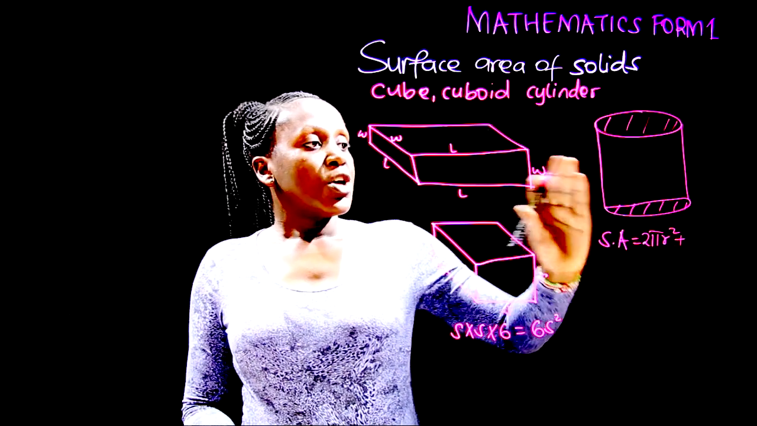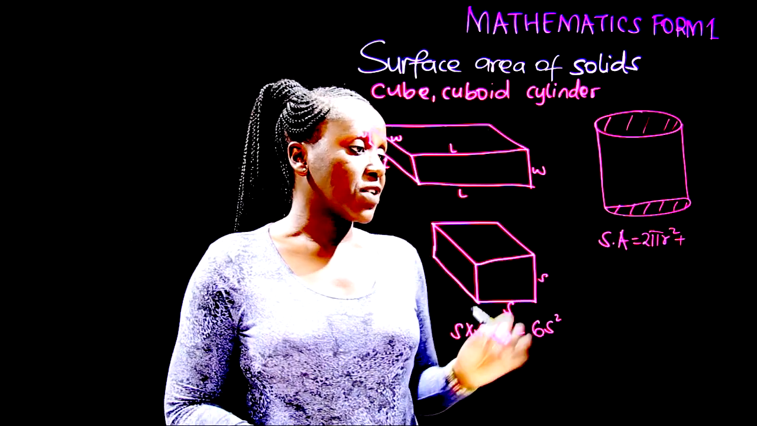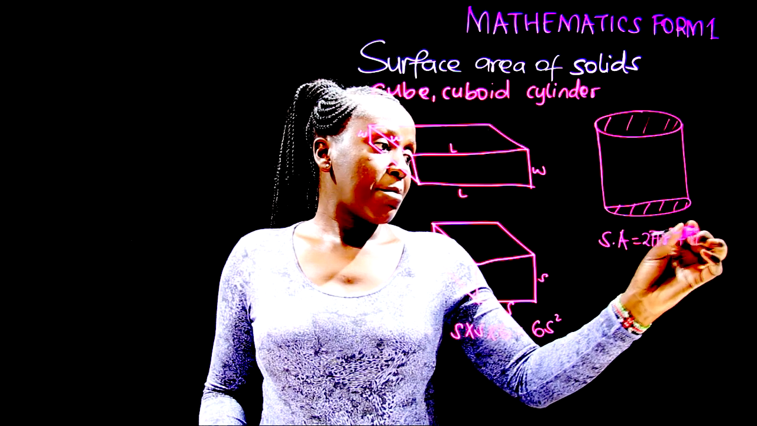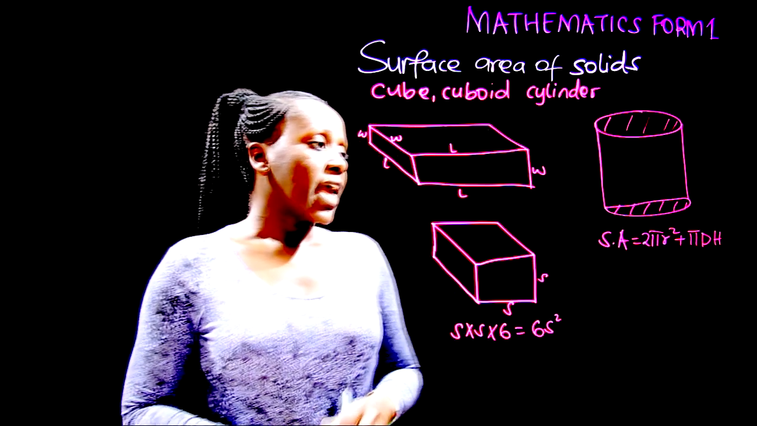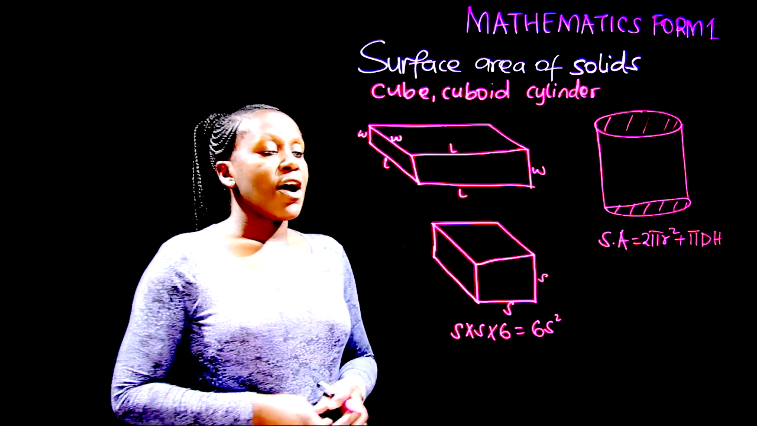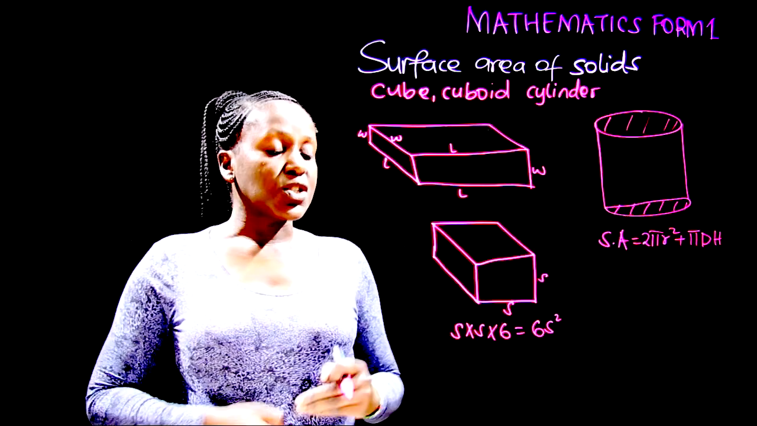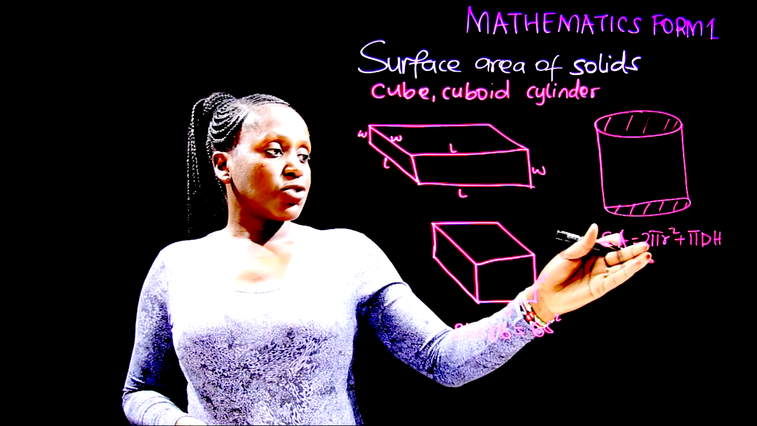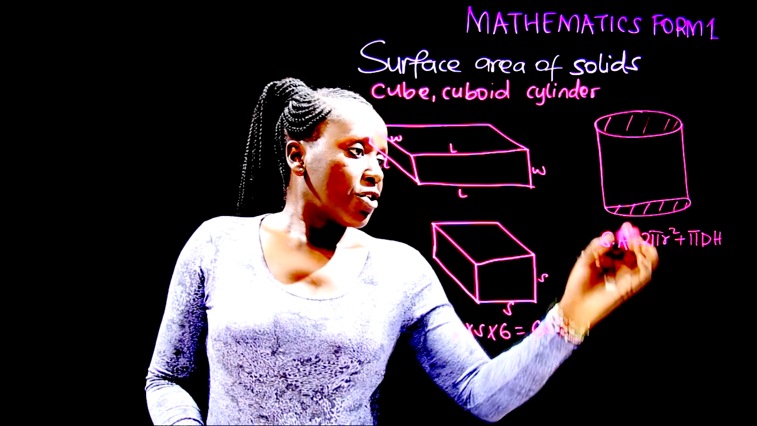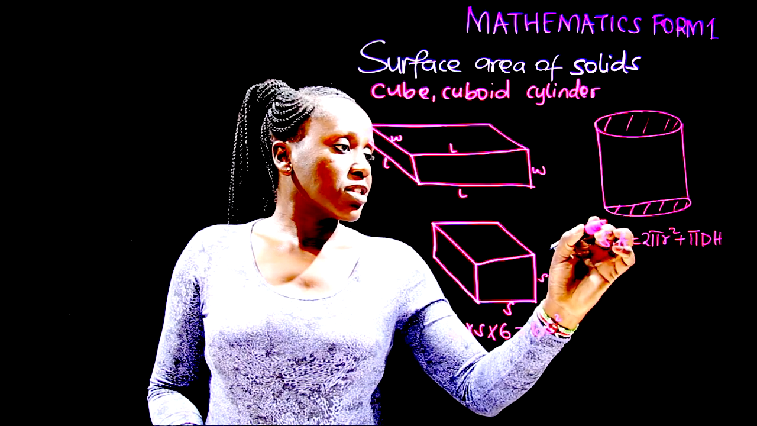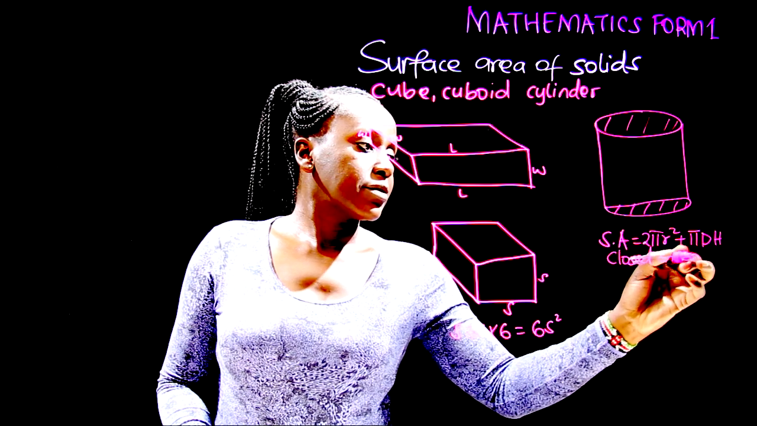Then we add the area of the curved surface, and the area of the curved surface of a cylinder is given by pi dh. Okay, pi dh gives you the area of the curved surface. So surface area of a cylinder which is closed on both sides is given by 2 pi r squared plus pi dh. Now if it is open on one side, so this is closed on both sides.